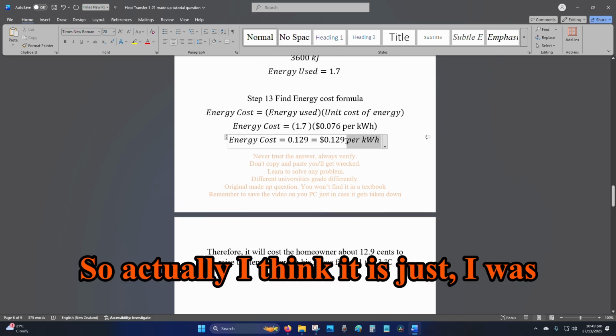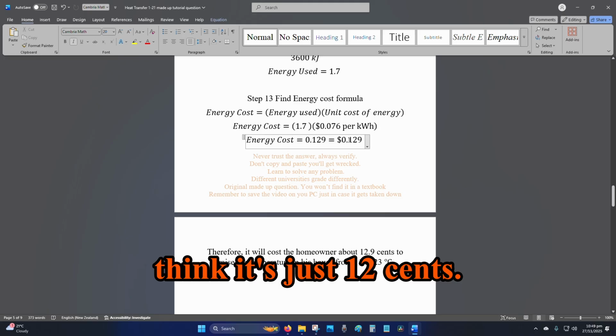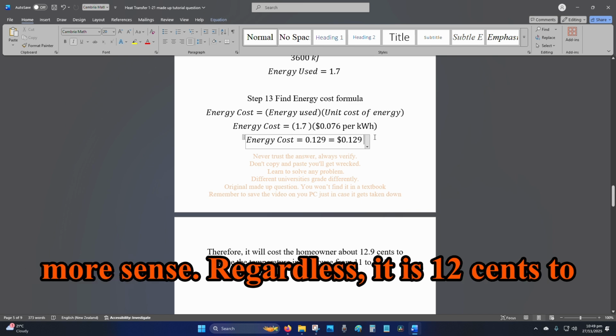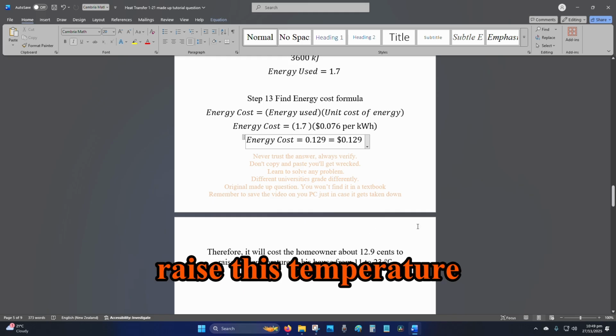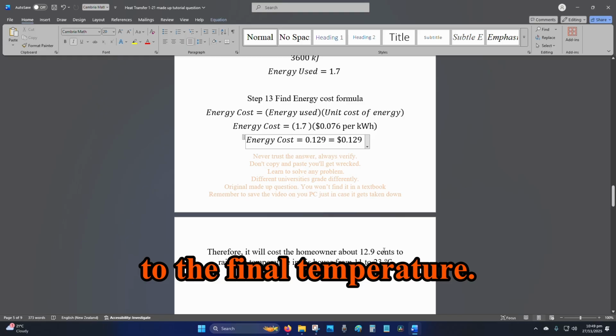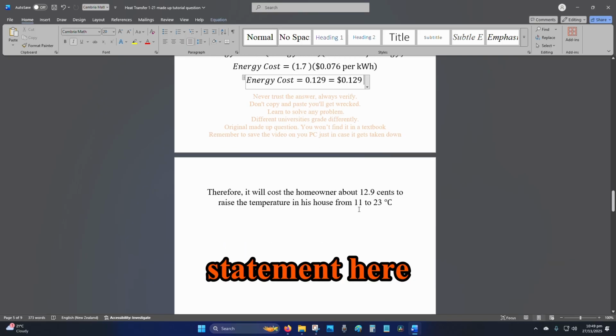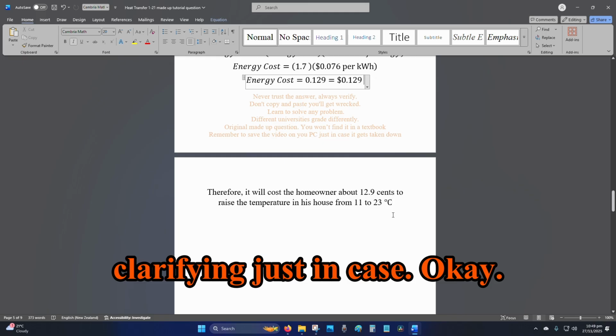Actually, I think I was right the first time. I think it's just 12 cents, although 12 cents per kilowatt hour makes more sense. Regardless, it is 12 cents to raise this temperature to the final temperature. I think you understand. There's a statement here clarifying just in case.